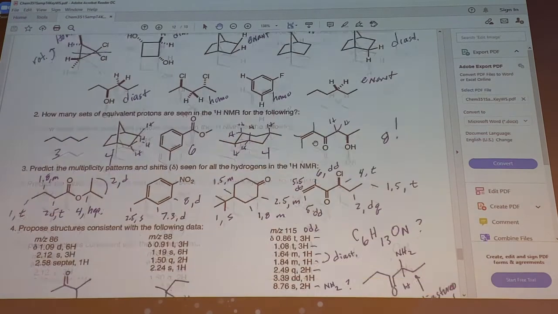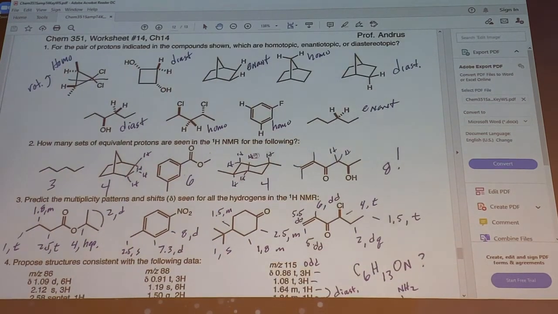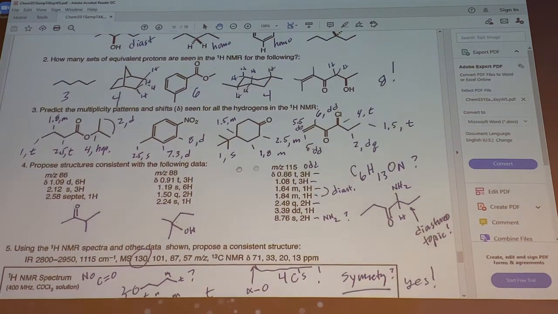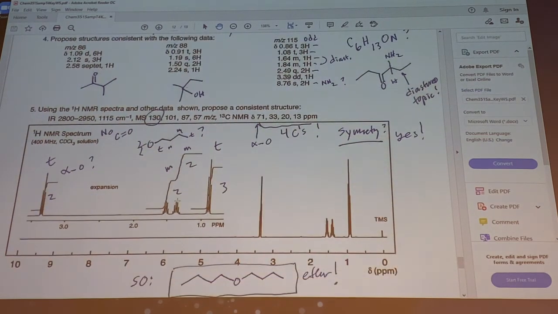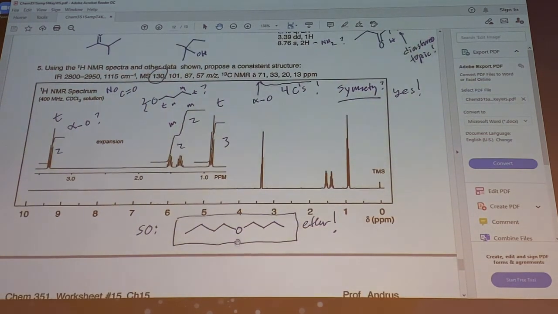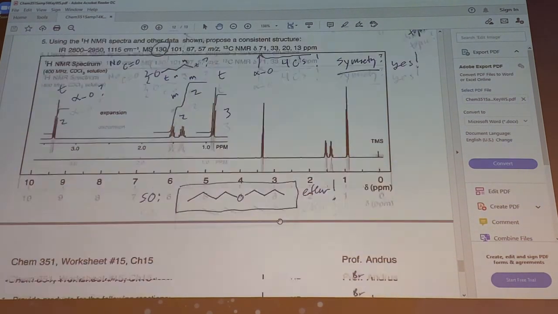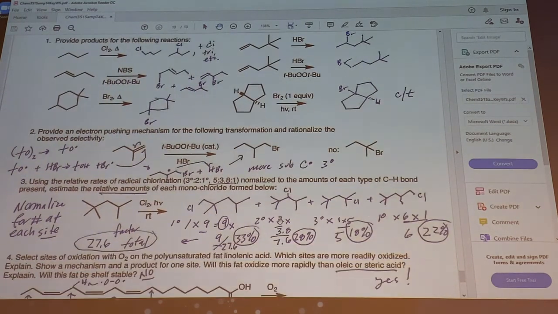Oh no, here's the one for 14. Some NMR sets of hydrogens, some similar to ones we just worked. This one's a little tricky because of the symmetry. The two N-butyl fragments are the same, so you only see 1, 2, 3, 4 sets in the proton NMR, but the two butyls are the same, right?